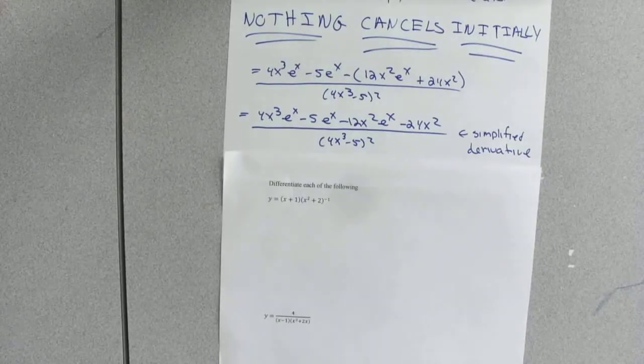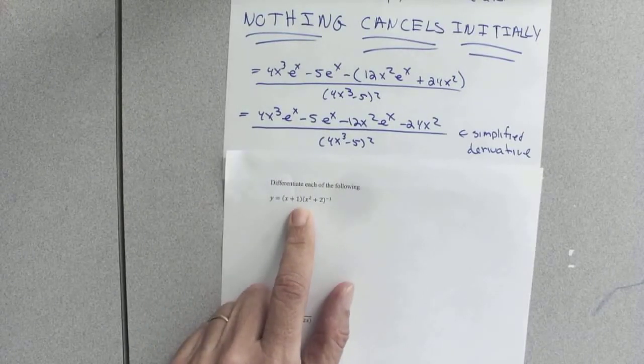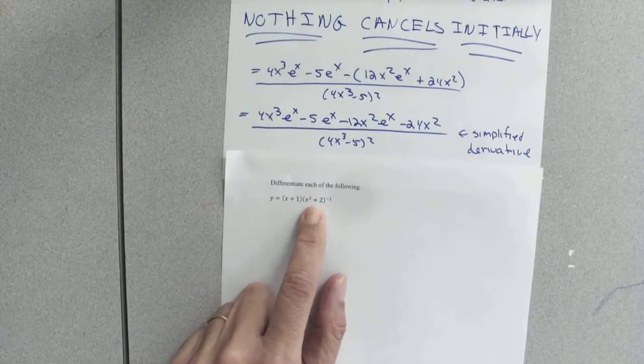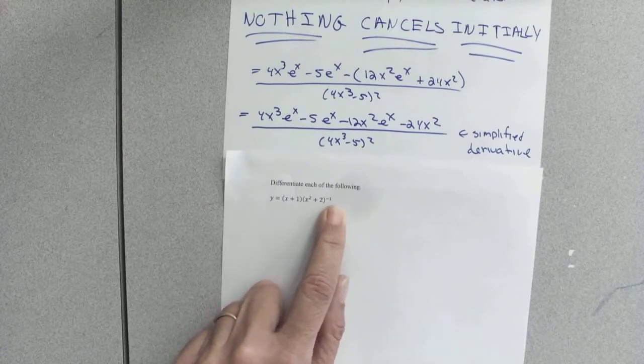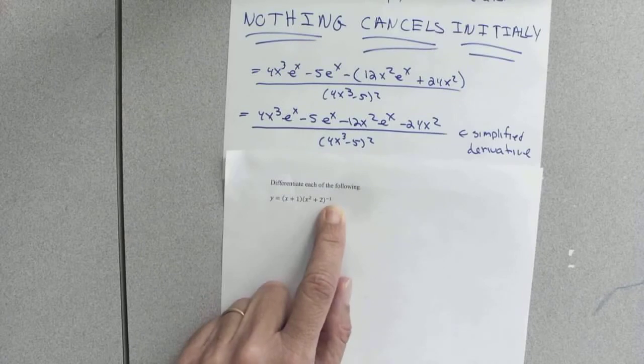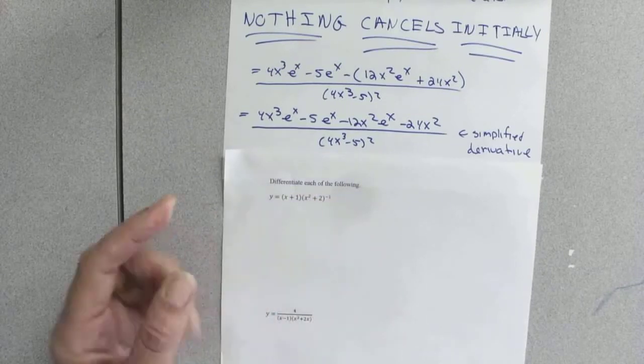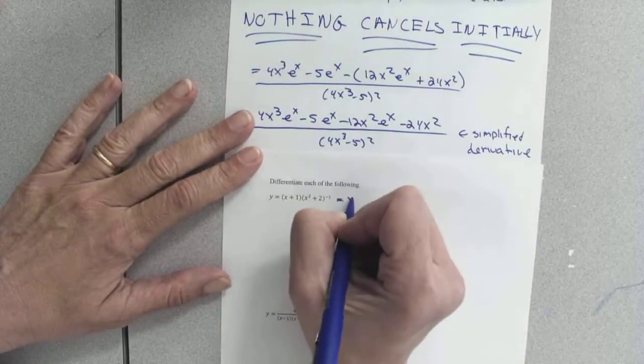Differentiate each of the following. Always simplify original functions. You don't know how to do this problem yet. Right here, this is a composition: x squared plus 2 inside the function of raising something to the negative 1. You don't know how to do this yet. But we can simplify the original problem to this.